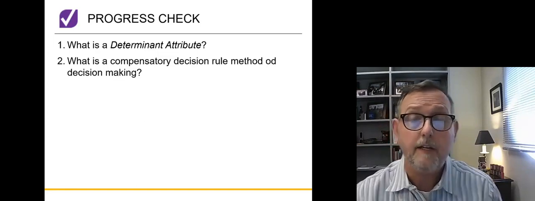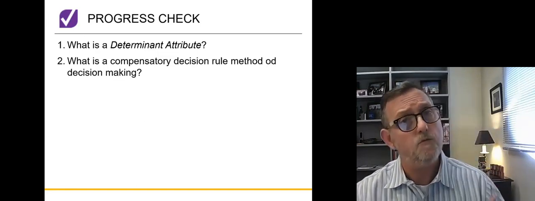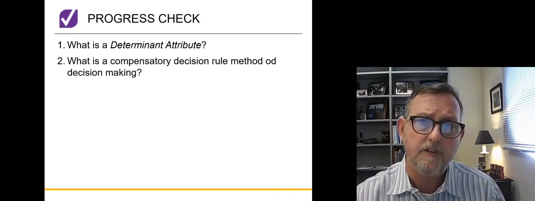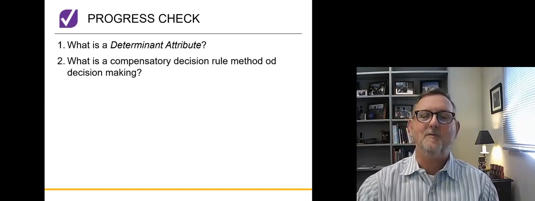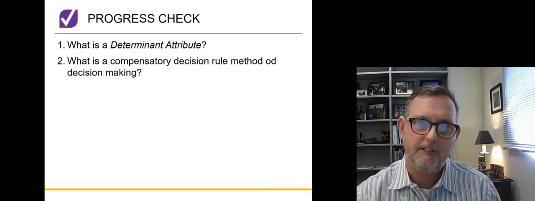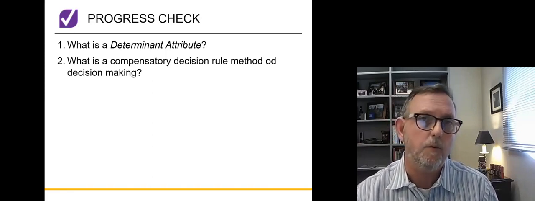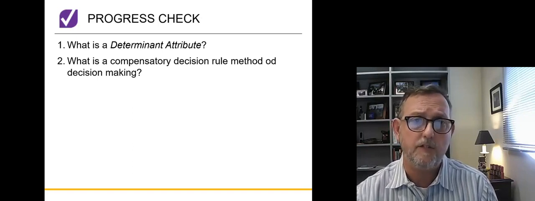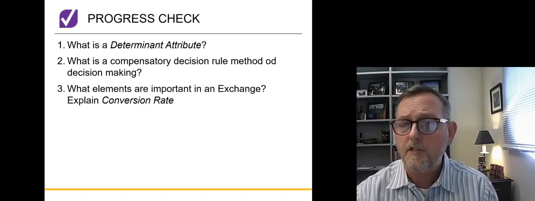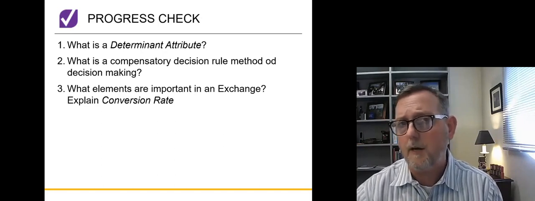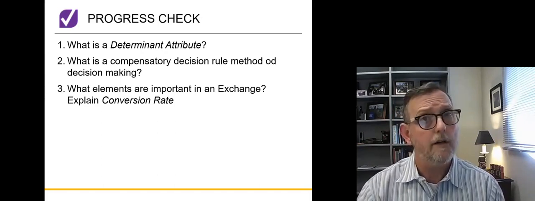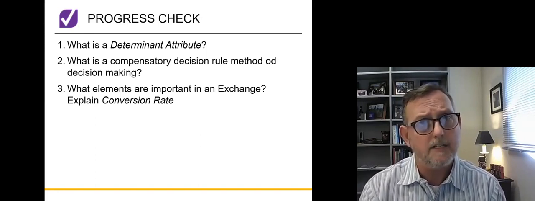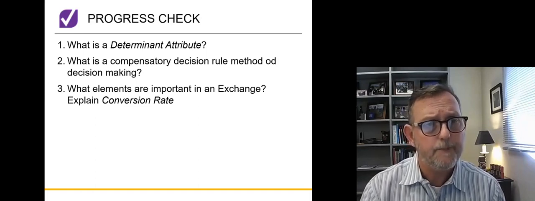Okay, so let's take a review then. And remember, look at these questions, think about these, write them down, pause on this screen so that you can think about these for possible test questions. All right, so know what a determinant attribute is. When you have features of a product that are important, you make a decision on buying a product, you usually focus on one of the determinant attributes. We talked about compensatory decision-making rules. So when you're deciding between options, you might score and then weigh those options to get a global score. It tells you which one to buy. That's a compensatory decision rule.